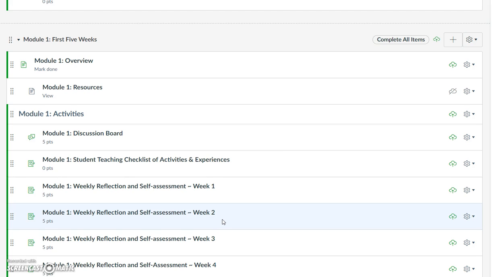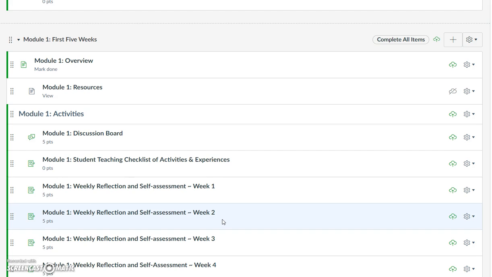The first thing I want to go over is the discussion board you're going to have at the beginning of this module. This discussion board is going to cover your first impressions. What were your thoughts? What were your feelings? Do you have concerns about anything? What do you feel some of your strengths are as you begin your student teaching? Just talk a little bit about those things as you encounter the first week or so of student teaching.